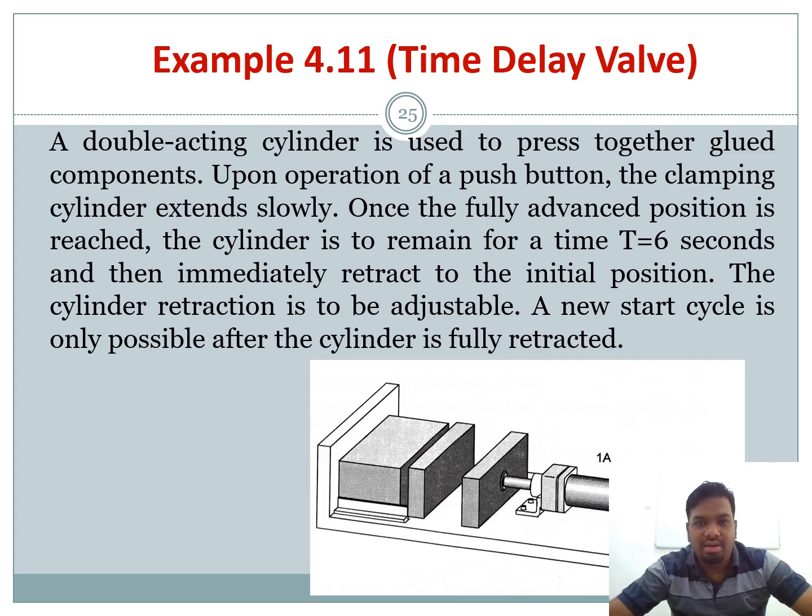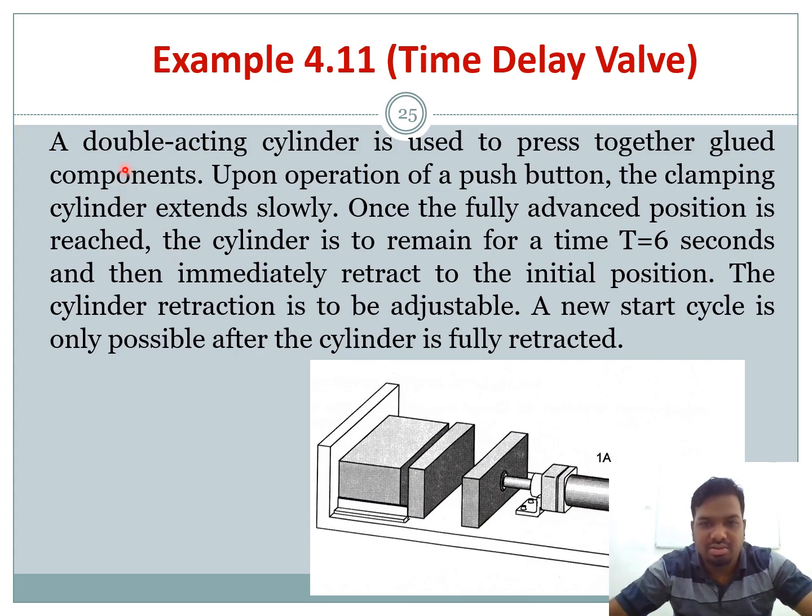So this is on the time delay valve. In your circuit you can introduce time delays. Time delays is normally, once the actuator, maybe your cylinder, is extended, you need to wait like 5 to 6 seconds, then it will retract. Obviously you need to use a time delay valve, and we have seen in the previous slides how you can increase or decrease your time delay. So we see the situation here.